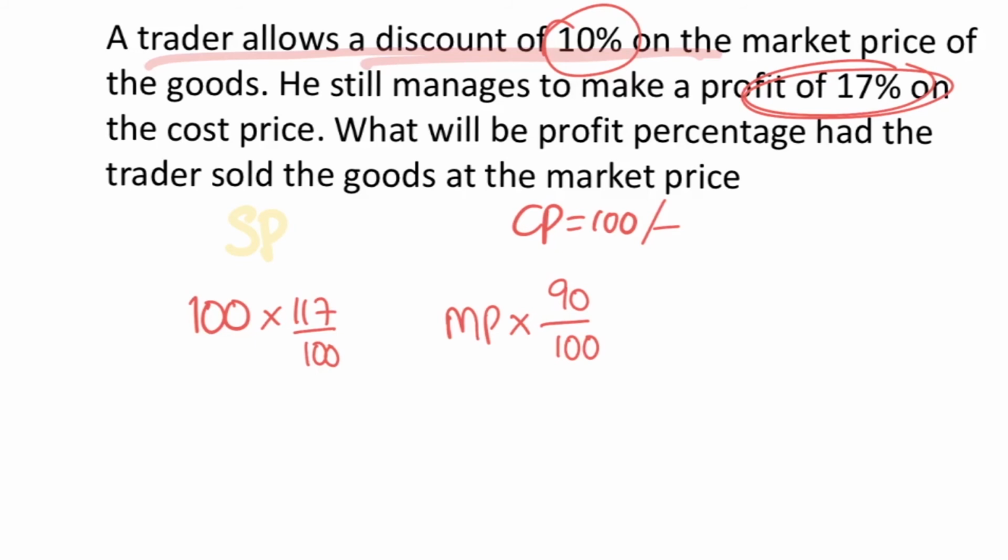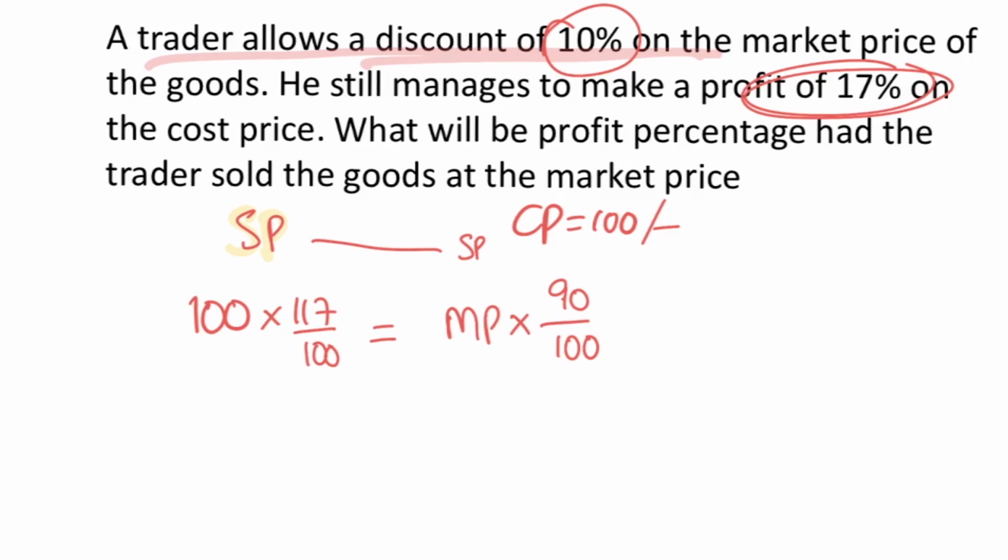On cost price, if you apply profit, you get selling price. On market price, if you apply discount, still you get selling price. Both are equal, so you can equate both the expressions. See, I am repeating. On cost price, I am applying profit, I am getting selling price. On market price, I am applying discount, I am getting selling price. So both the expressions are equal.